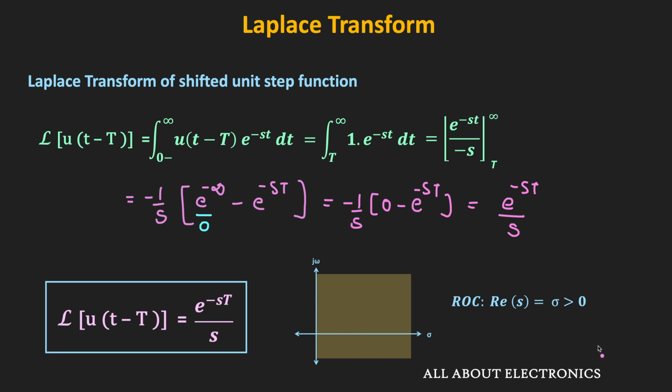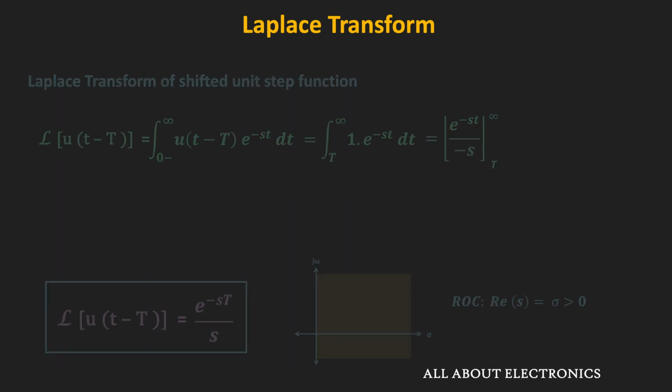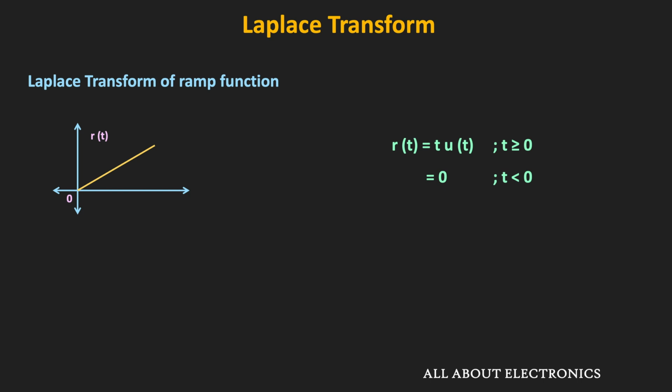In this way, we have seen the Laplace transform of the impulse as well as the unit step function. Similarly, now let us see the Laplace transform of the ramp function. This ramp function is usually denoted as r(t), and mathematically it can be represented as t times u(t), where u(t) indicates that this function exists only for t greater than or equal to 0, and for t less than 0, the value of the function is equal to 0.